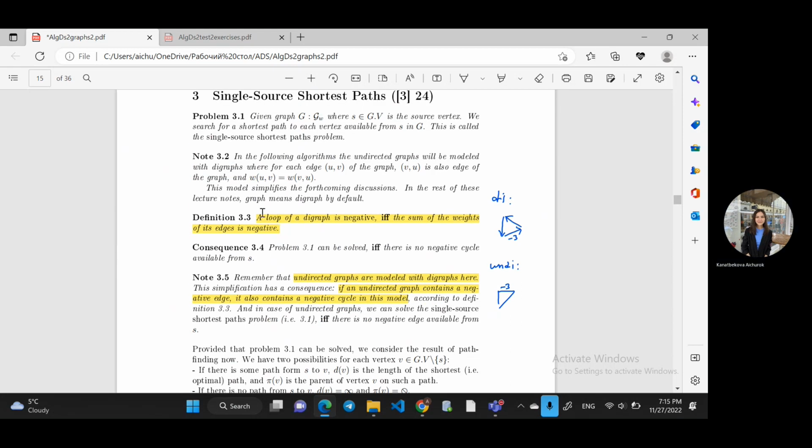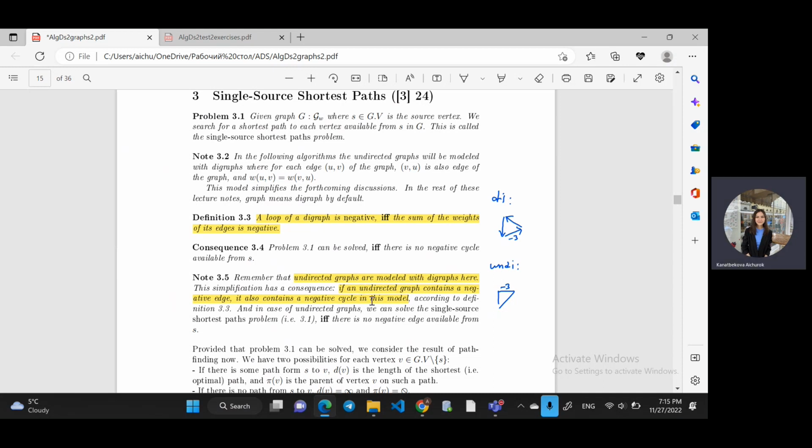So please read this definition. It says a loop of a directed graph is negative if the sum of the weights of its edges is negative. So this is the example. This is a negative loop. And another remark I highlighted here is that undirected graphs are modeled with directed graphs here, and that means that if an undirected graph has a negative edge, it means that it has a negative cycle.